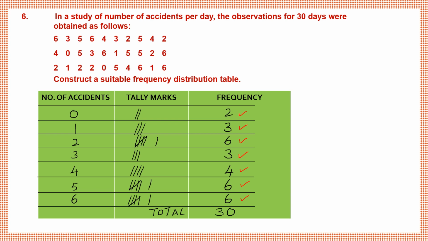So now let's count the observations and see if we have 30 observations. So 1, 2, 3, 4, 5, 6, 7, 8, 9, 10. In the first row we have 10. That means in the second row also we have 10 and the third row also we have 10. So totally that makes up 30. So our frequency distribution table is correct. So we have completed question 6.